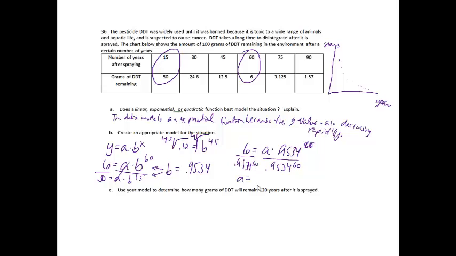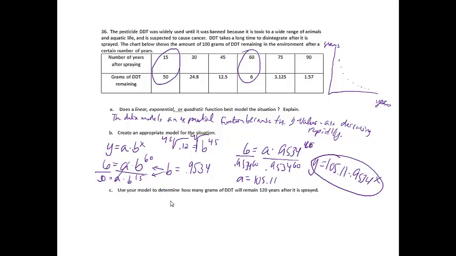And then from here to get the a by itself, I'll just divide both sides by 0.9534 to the 60th. And when I do that, I will get an a value of 105.11. So the equation is y equals 105.11 times 0.9534 to the x. That's the exponential model.